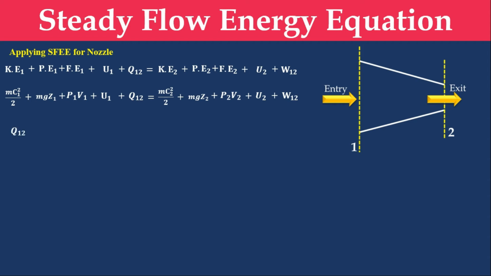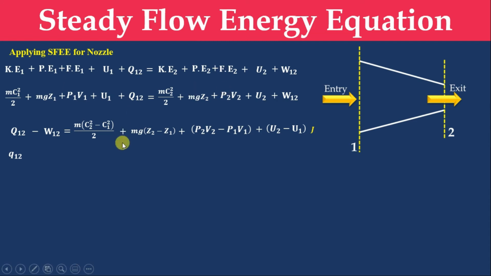Now rearrange this equation. That is, Q1-2, take W to this side, you will get minus W1-2, that is equal to m times c2 squared minus c1 squared divided by 2. Take c1 to this side, it becomes minus. We call this the change in kinetic energy plus change in potential energy plus change in flow energy plus change in internal energy. We know that the unit for this is joules. Now we write this equation in terms of kilojoule per kg.